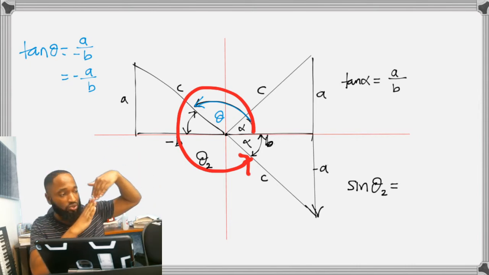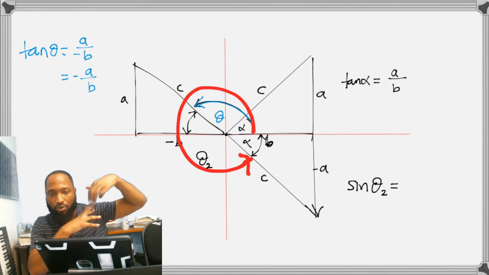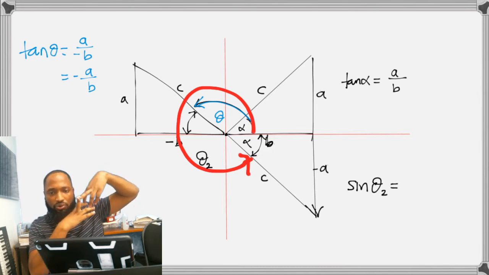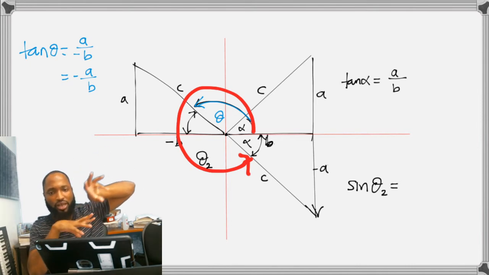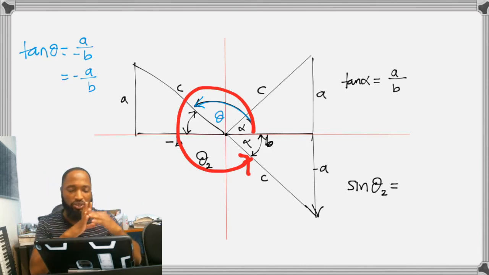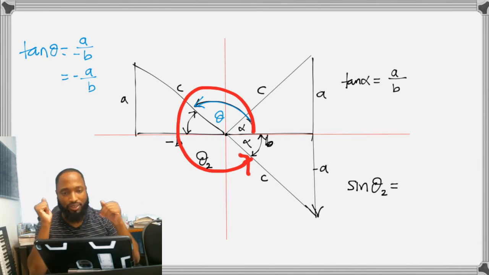And the hypotenuse is always positive. Why is the hypotenuse always positive? Because it's the square root of the sum of the squares of the other two sides. When you square the other two sides, you get positive. So we always take the magnitude of the hypotenuse to be positive.